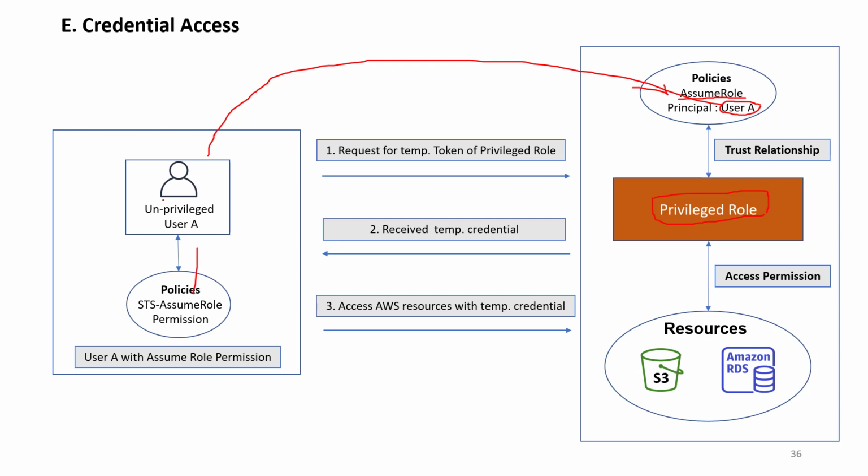This is called credential access. How can this user assume this role, how can this user gather the credentials of this role, and how can they perform actions on resources they did not have access to initially? After performing this assume role, they can extract more credentials within the AWS environment. So let's discuss one by one.